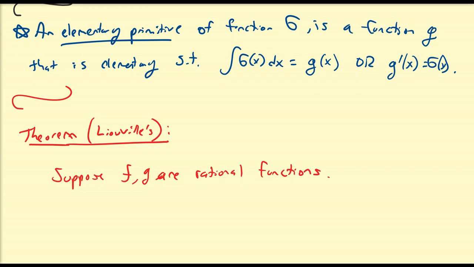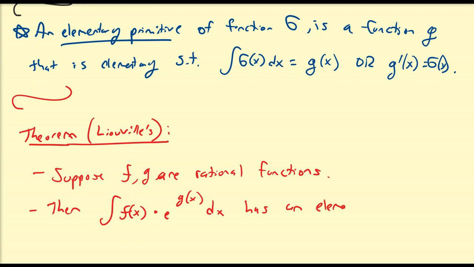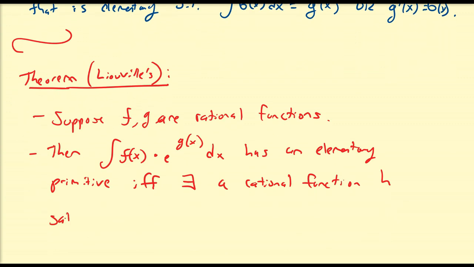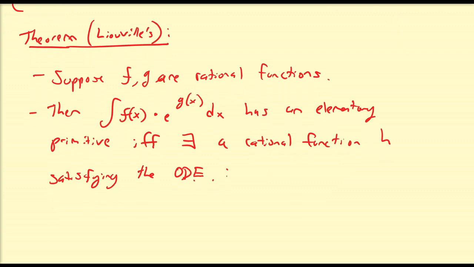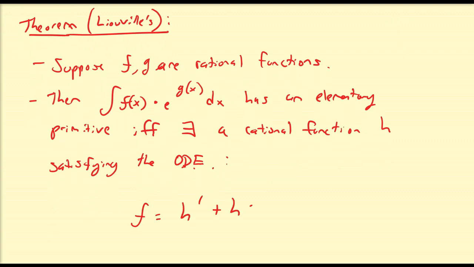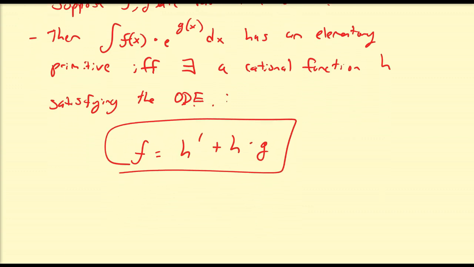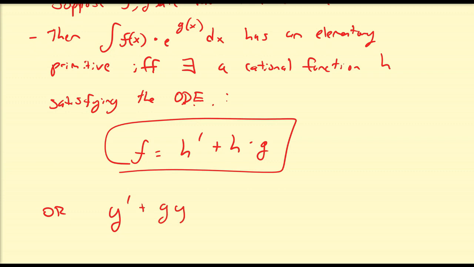And when I say rational functions, I mean quotient of polynomial functions. So if this is true, then the integral of f of x times e to the g of x dx has an elementary primitive if and only if there exists a rational function h satisfying the differential equation, or simply ODE, that f is equal to h prime plus h times g, or y prime plus gy equals f has solution h.